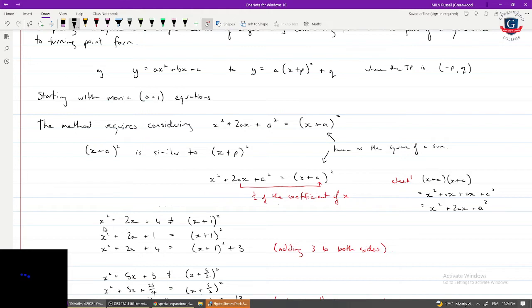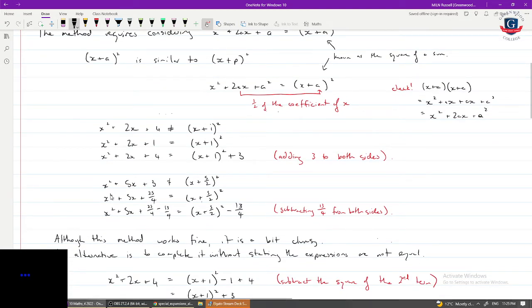So if we have a look at this equation here, x squared plus 2x plus 4, it's pretty close to the expansion for (x + 1) all squared. It'll have the same x squared term, it'll have the same coefficient of x, it just won't have the same constant. So in actual fact, (x + 1) all squared is x squared plus 2x plus 1. But if we wanted 4, all we'd have to do is add 3 to both sides. So if I add 3 to this side, I'll get x squared plus 2x plus 4. And by adding 3 to this side, we also have to add 3 to the other side, and all of a sudden we've found the equivalent equation in turning point form of our standard form equation.